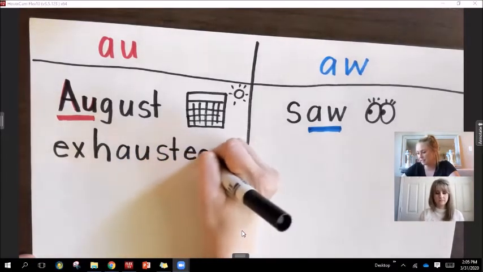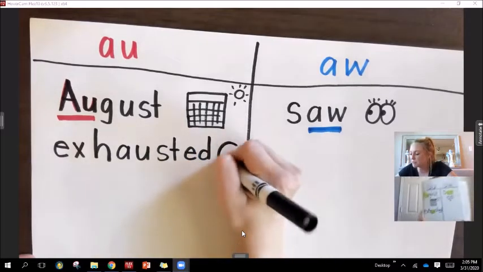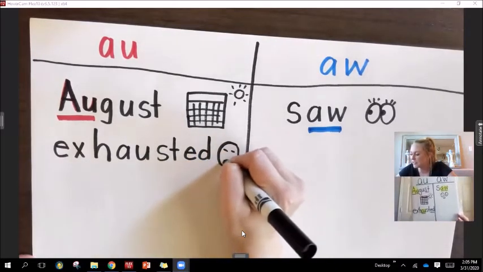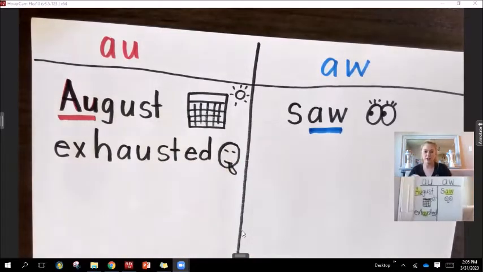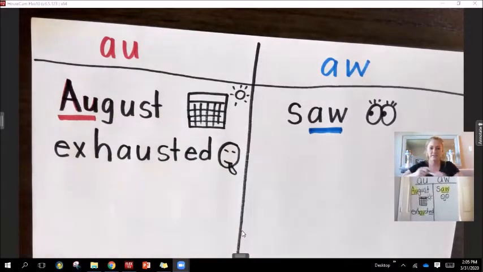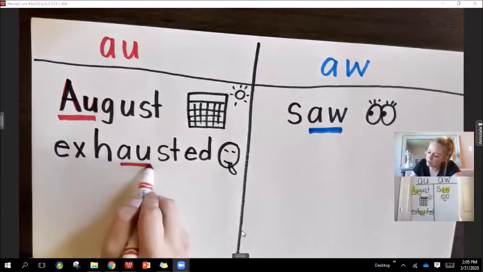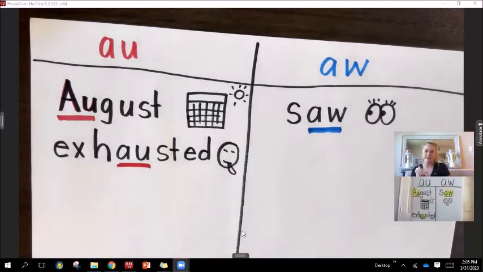Ed, and it has ED on the end. Exhausted, and that means you're just really, really tired. Can you think of a time that you've been exhausted? Maybe when you ran the track a lot on a hot day. Exhausted. That's a fancy word you can use instead of saying tired, because that's kind of a boring word. You could use a fancy word like exhausted.